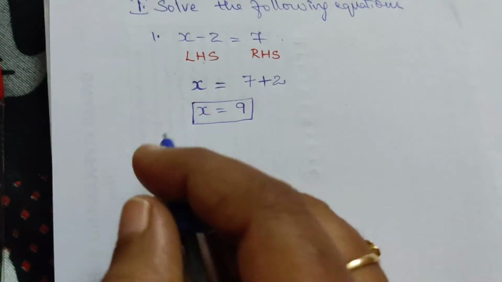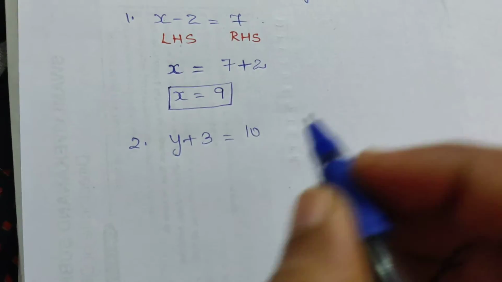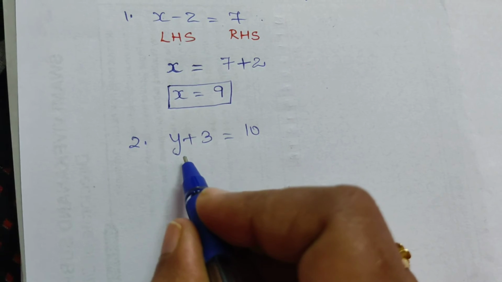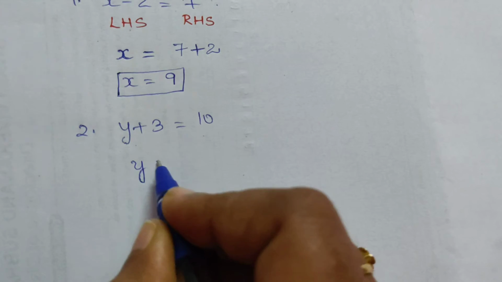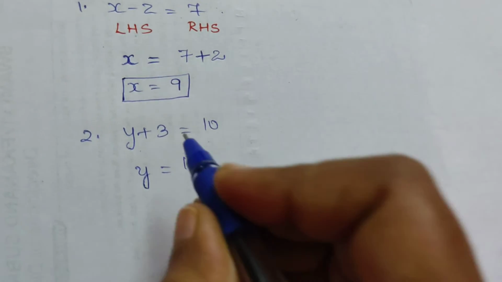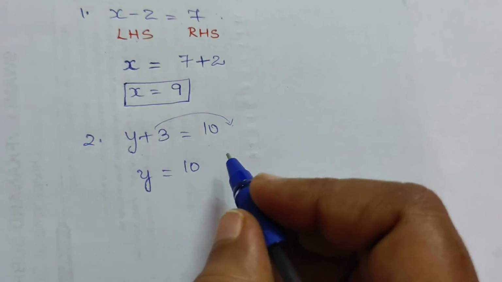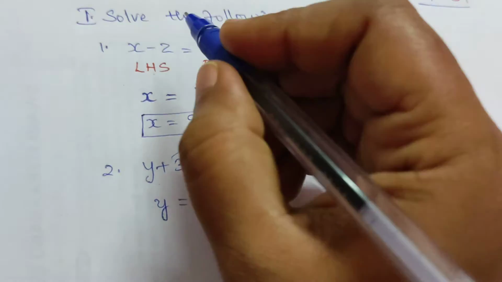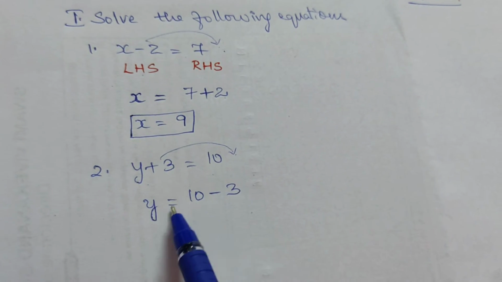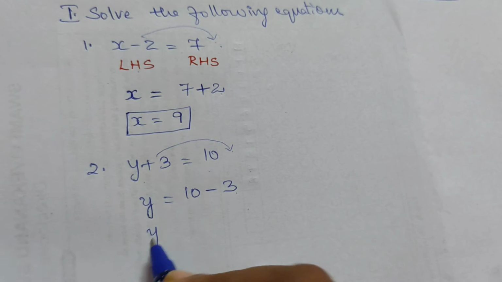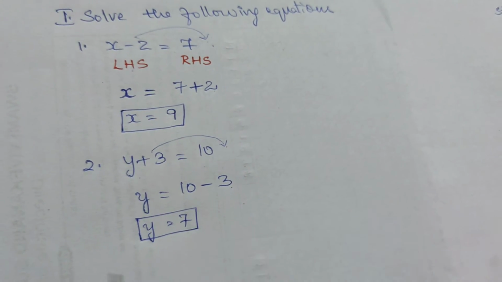So problem number 2 says y plus 3 is equal to 10. So the variable here is y. Left hand side, right hand side. Let us start. So y is equal to 10 as it is. Plus 3, when I shift here, it becomes minus 3. Here you see children, minus 2 when I shifted, it became plus 2. Plus 3 when I shifted, it became minus 3. So y is equal to 7. We subtract 10 minus 3 and 7 is the answer.